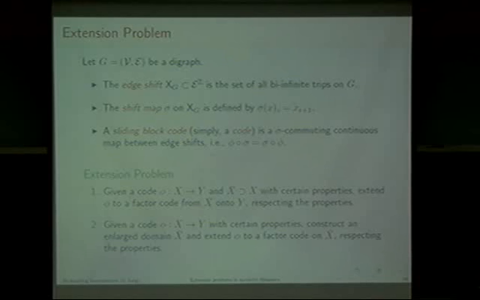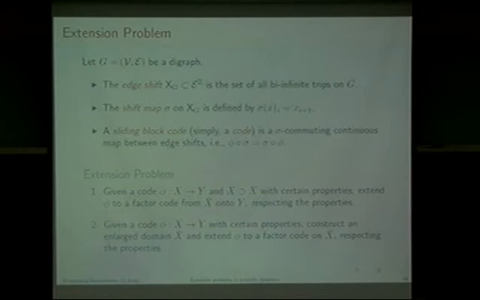So we want to consider this weak version of the extension problem. In this weak version, the setting is the same. Phi is a code from edge shift X to edge shift Y, and phi has certain properties. Then we are allowed to construct an enlarged domain X bar, and to extend phi to a factor code, that is, a surjective code on X bar, respecting the properties.